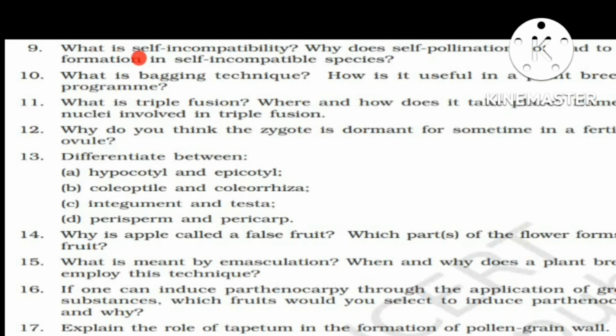What is self-incompatibility? Why does self-pollination not lead to seed formation in self-incompatible species? Self-incompatibility means when the stigma doesn't accept self-pollen to come and germinate. So there is no self-pollination possible in such kind of flowers, and therefore it will not lead to seed formation.